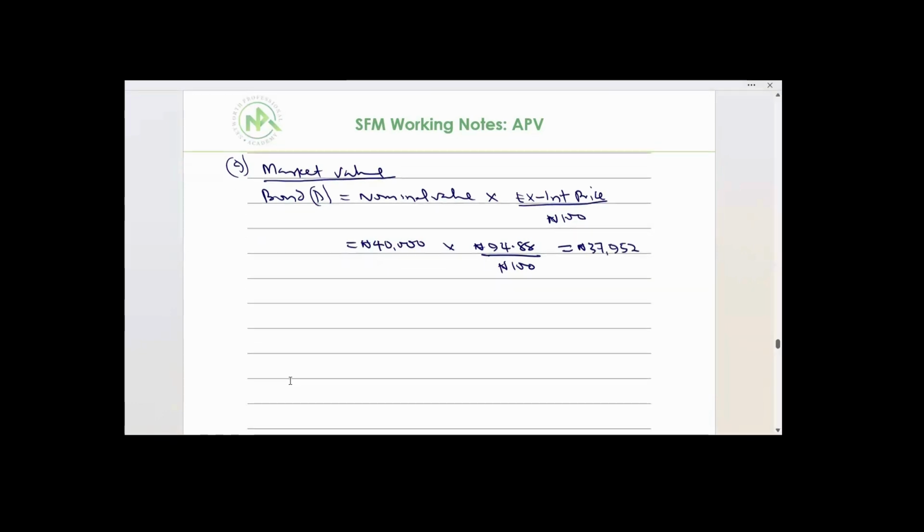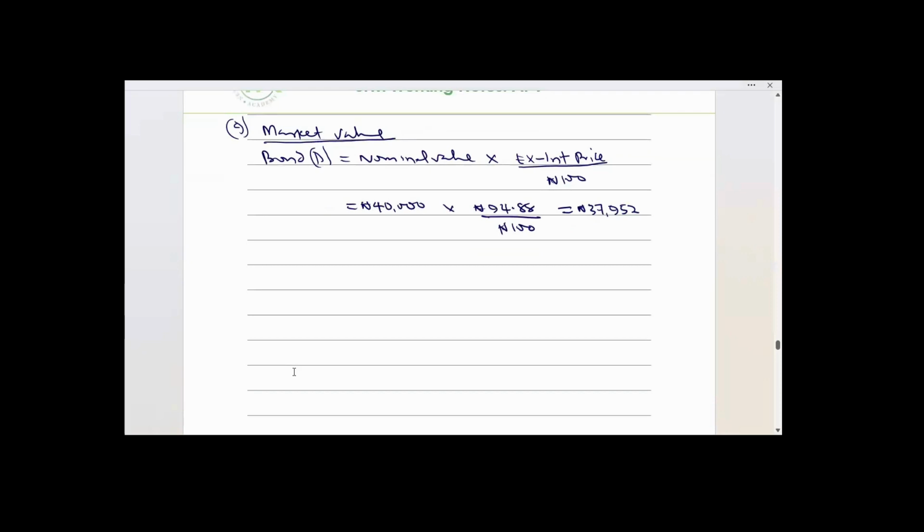So let's determine the market value of the equity for Cantona. Equity value equals number of shares. Am I given the number of shares in the question? Let me see. Yes, we are given 15 million shares. So I will say number of shares multiplied by the XDIV share price, and the XDIV share price is 2 naira 53 kobo.